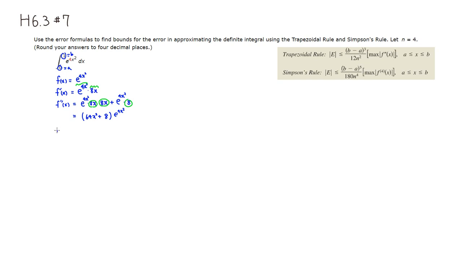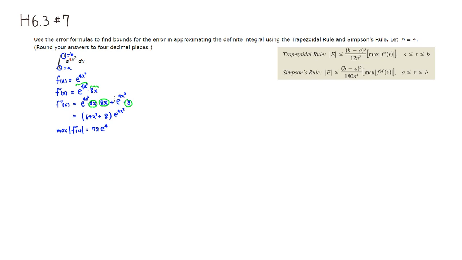So we want the maximum of the absolute value of the second derivative over the interval from 0 to 1. You can see this is an increasing function, so the largest possible value happens at the largest possible x value, which is 1. Plug in 1 here: 64 plus 8 is 72, then you have e to the 4th power.